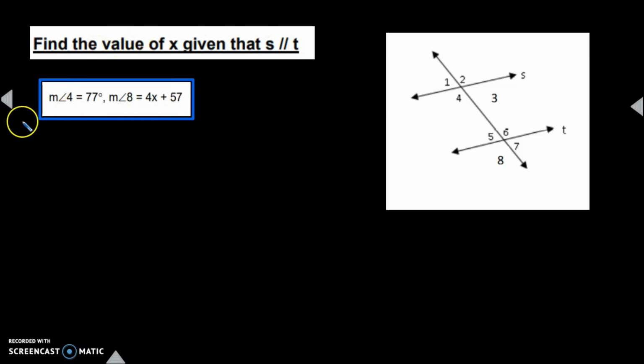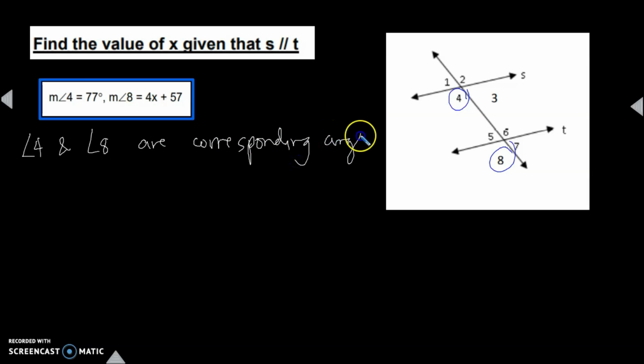The first thing is to mark the given angles from the figure. So you have angle 4 and 8. As you mark them, you will be able to identify what kind of angle pairs they are. You will find out that angle 4 and angle 8 are corresponding angles. If your answer is corresponding angles, then you got it right. And what does it follow for corresponding angles? Corresponding angles are congruent. So we can say that angle 4 is congruent to angle 8. And since they are congruent, the measures of the two angles are also equal.